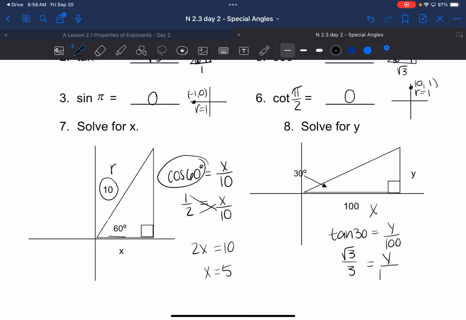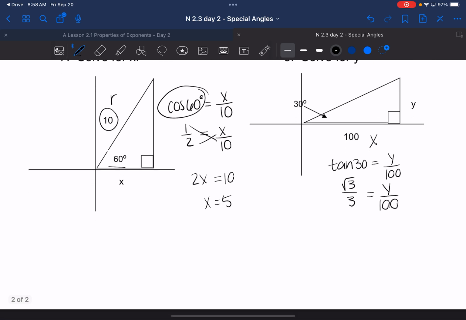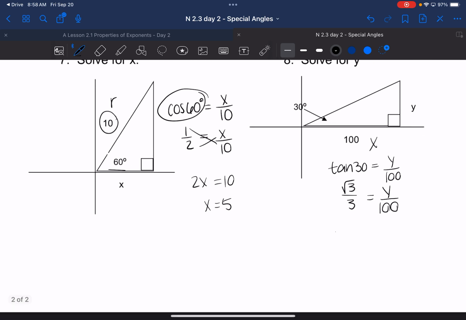So I'm going to have square root of 3 over 3 is equal to y over 100. And then I'm going to cross multiply. So I'm going to have 3y is equal to 100 times square root of 3, right? And then what would I do to solve? Divide by 3. So y is equal to 100 root 3 over 3. Okay, we don't want the decimal answer, so we are going to keep it exact.